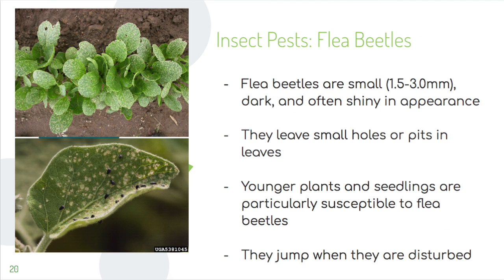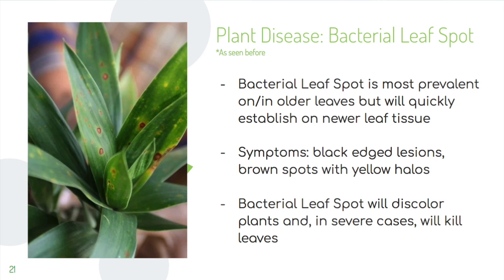Another common insect pest of kale is the flea beetle. At only a few millimeters large, flea beetles are dark and often shiny in appearance. They leave small holes or pits in leaves, jump when they are disturbed, and primarily prey on younger plants and seedlings. Bacterial leaf spot is most prevalent on older leaves, but quickly establishes itself on newer leaf tissues.